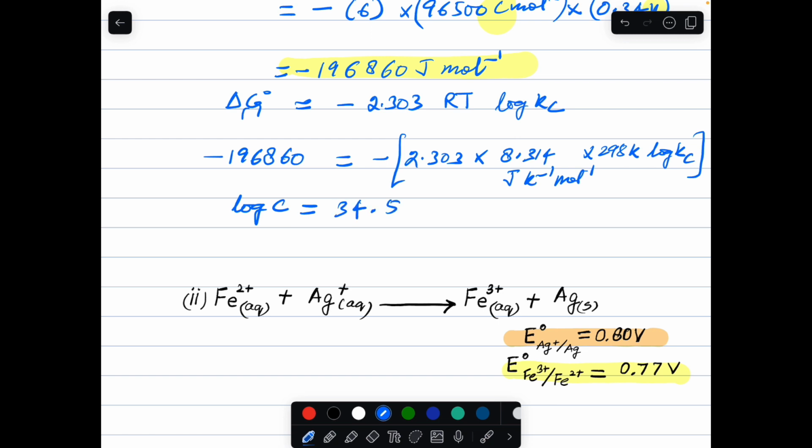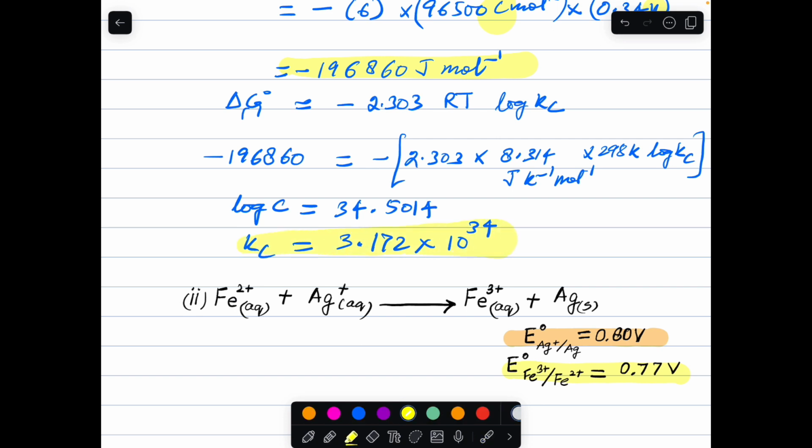34.5014, and therefore Kc will be the antilog of this quantity, and it will be 3.172 into 10 raised to the power 32. When we take the antilog, this value will become the power of 10, and we check the value of this quantity in the log table, and you will get this numerical quantity. So this is our next answer, that is the equilibrium constant value.